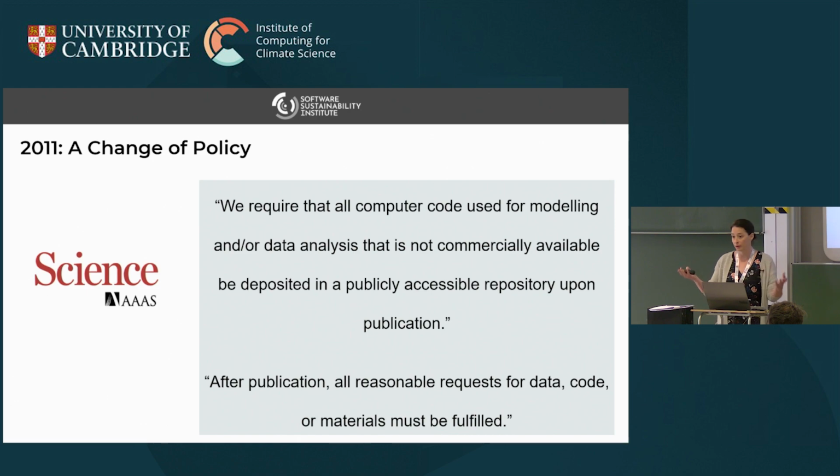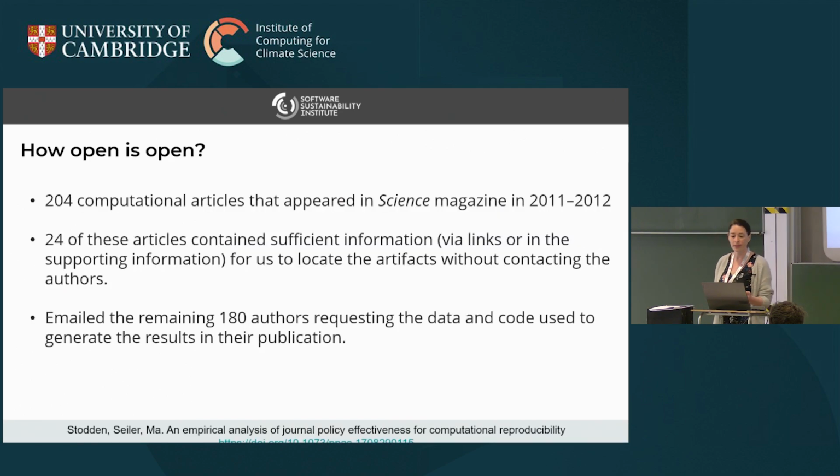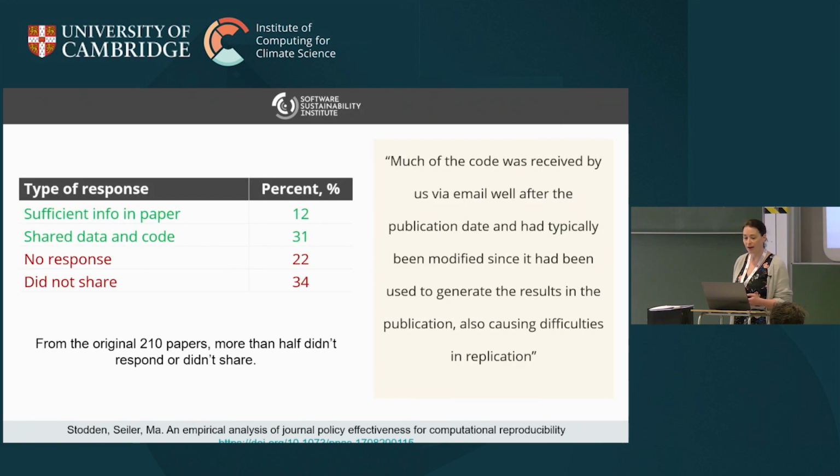They're a really high impact journal. They said, right, we want people to make the data and the code publicly available, please, if you want to publish with us. And so someone came along and studied the effect of this policy change to see whether the community had really got on board, to see whether they'd actually taken this up. So what they did is they looked at 204 computational articles in the years 2011 to 2012. And they found that of those articles, about 24 already had all the code and the analysis and stuff that you could need. Fine. And then they emailed the remaining 180 authors requesting the data and the code they used to generate results. And they got, as you can probably imagine, quite a range of different answers.